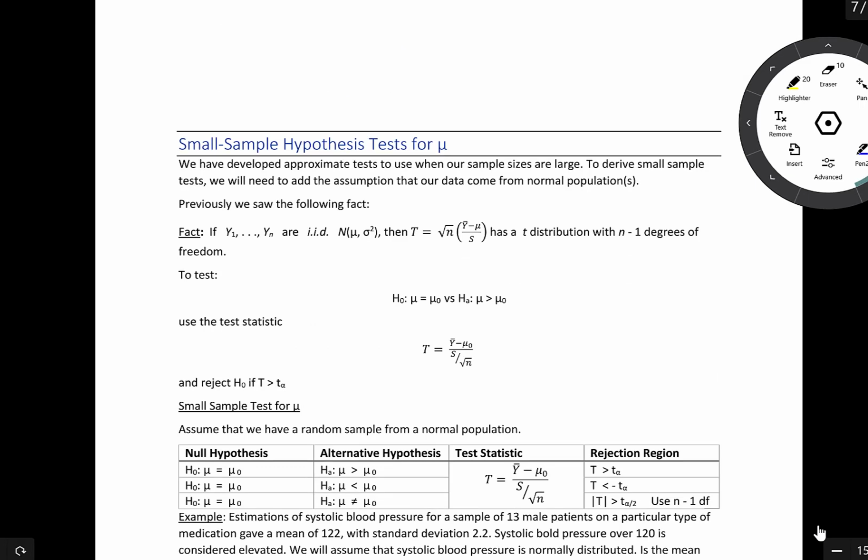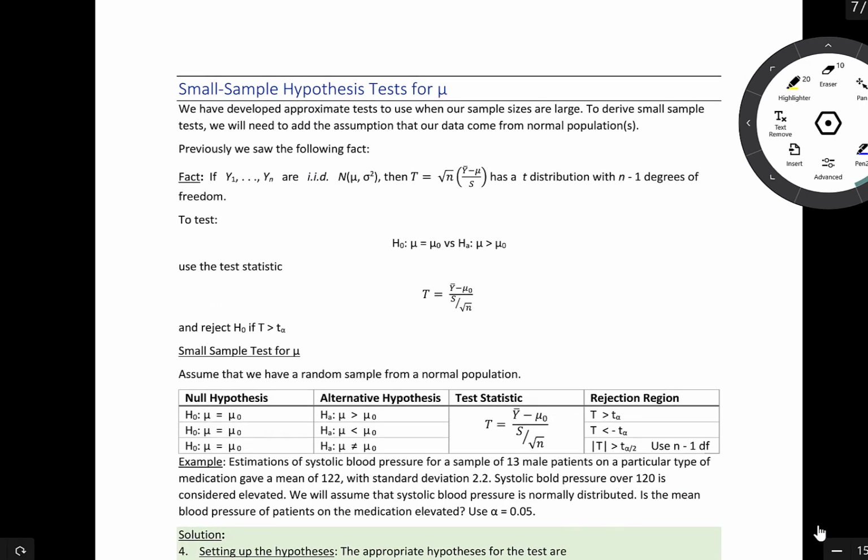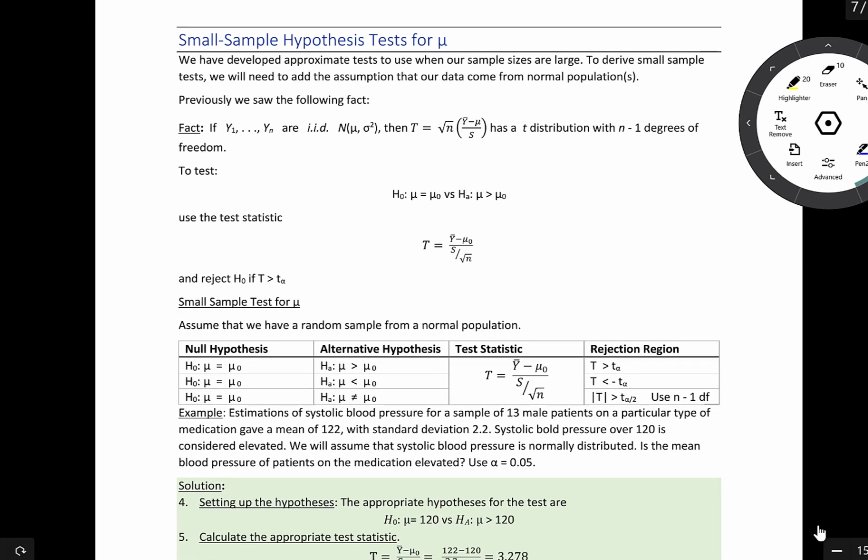Alright, so the last thing we're going to look at in this note set are small sample hypothesis tests for mu. And so I've alluded to this a little bit earlier. Most of the time in your intro stat class, if you were working with means, you probably used a t distribution instead of a z distribution. And part of the reason for that is if you have small sample sizes, or if you know the sample standard deviation instead of the population standard deviation, we'll often use a t distribution.